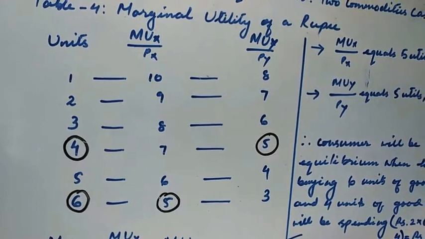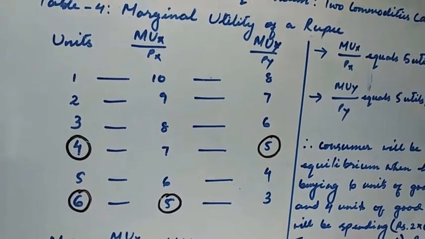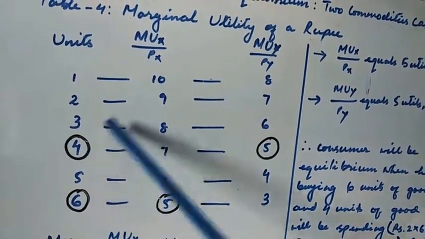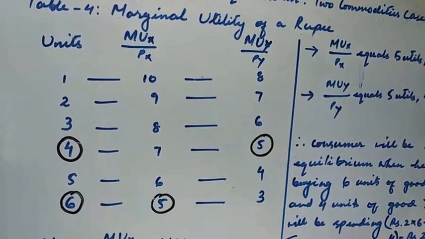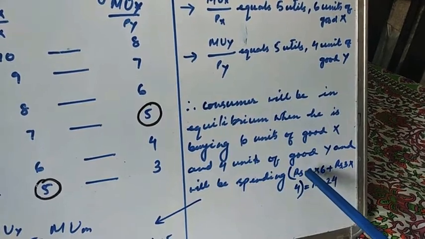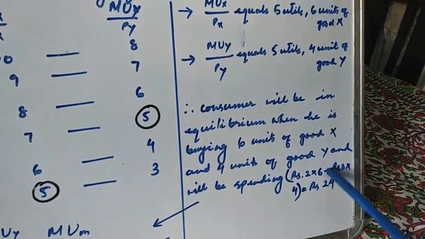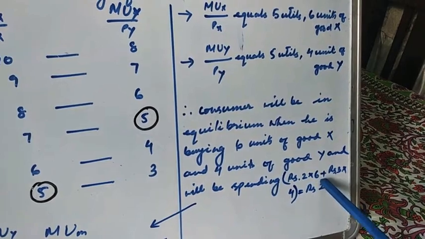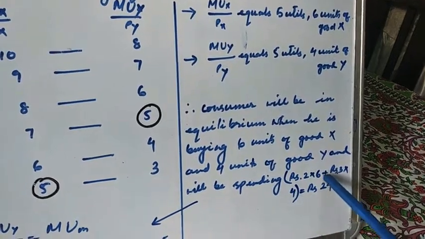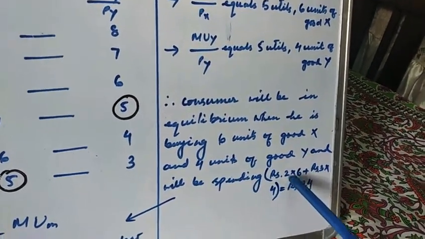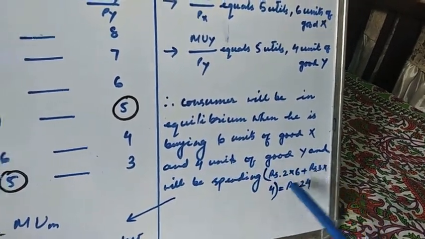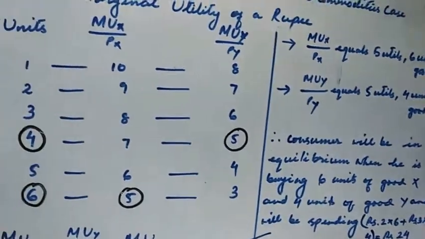Therefore, the consumer will be in equilibrium when he is buying 6 units of good X and 4 units of good Y and spending his money income of rupees 24. So 2 into 6 plus 3 into 4: when we add up, it is 24. 2 sixes are 12, 3 fours are 12, so it is rupees 24. He is spending his total money income when he is buying 6 units of good X and 4 units of good Y. So that is the consumer equilibrium point.